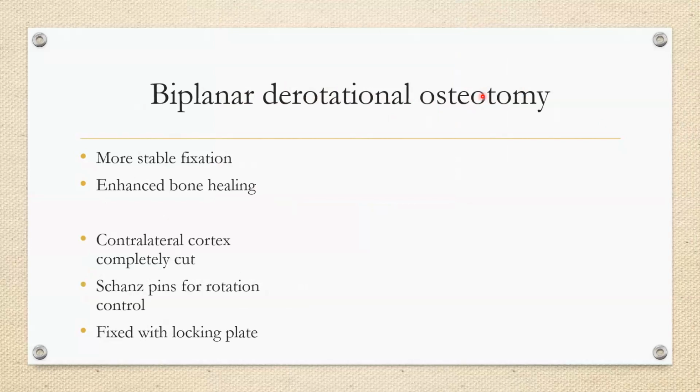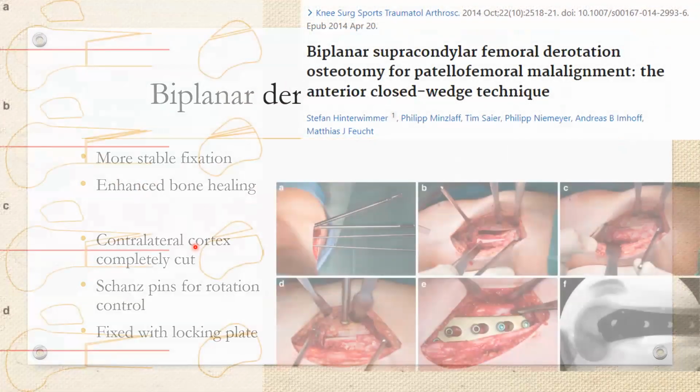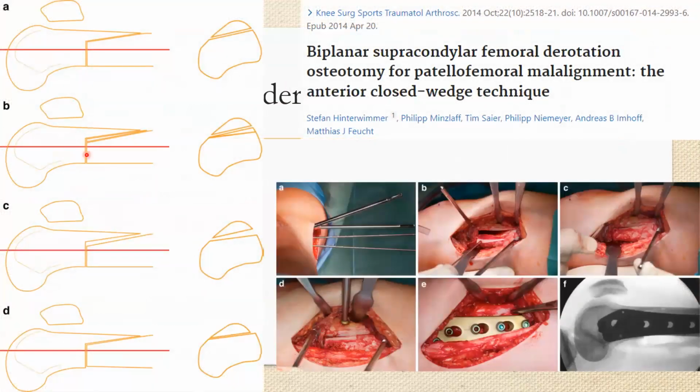Just like in HTO, a biplanar derotation osteotomy has been advocated for the same reasons: more stable fixation and to enhance bone healing. In contrast to HTO, the contralateral cortex should be completely cut. Again, Schanz pins should be used. So this is a technique described. In addition to the vertical cut, an oblique cut is also made, and the wedge of bone is taken. As you can see, the Schanz pins are placed with the desired angle of correction to be achieved. Following that, the wedge of bone is taken, and the Schanz pins are brought into position for alignment. This achieves the correction, which is then fixed with the plate.